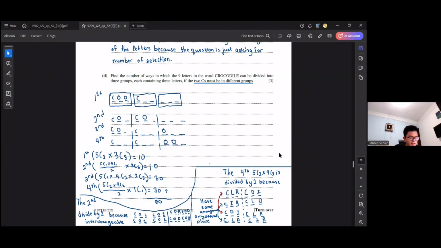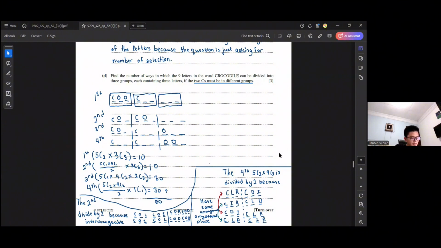And for this one, why is it divided by 2? It's the same reason as why the second one is also divided by 2. Over here, the bottom right, let's say CLR and CDI, they can be swapped. They have the same arrangement, and because of that, we have to divide it by 2. Remember, it's just the number of selections, not the number of arrangements. So that's why it should be divided by 2.